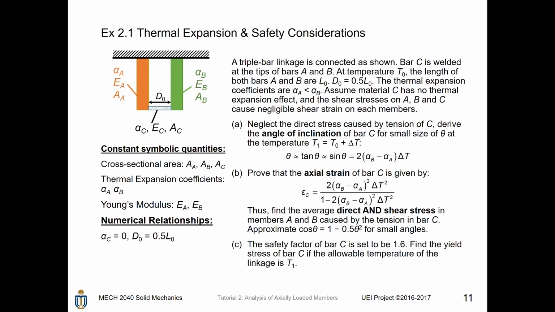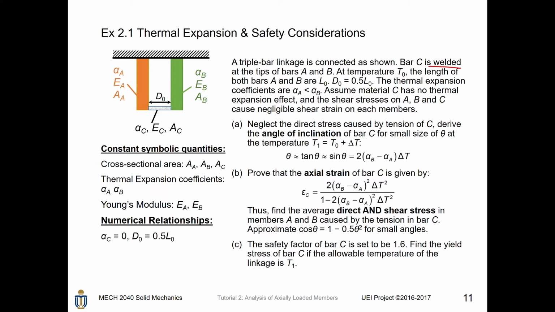A triple bar linkage is connected as shown. Bar C is welded at the tips of bars A and B. For those who have attended the industrial training in winter, you should know what welded is. If you didn't attend, let me tell you, it is just like you have a fixed end on those two bars, okay? So after welding, the material is very firmly attached on those two bars. It is not easy to remove it.